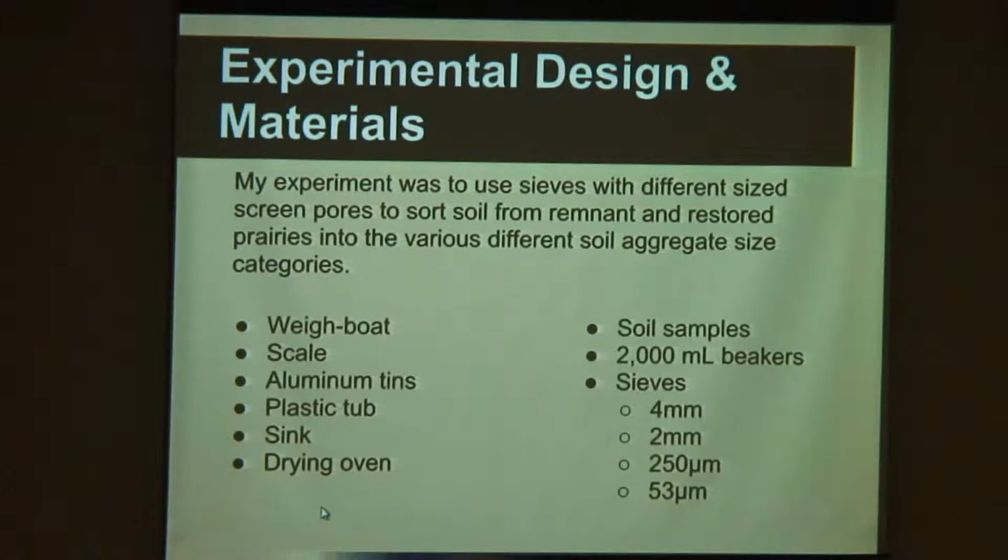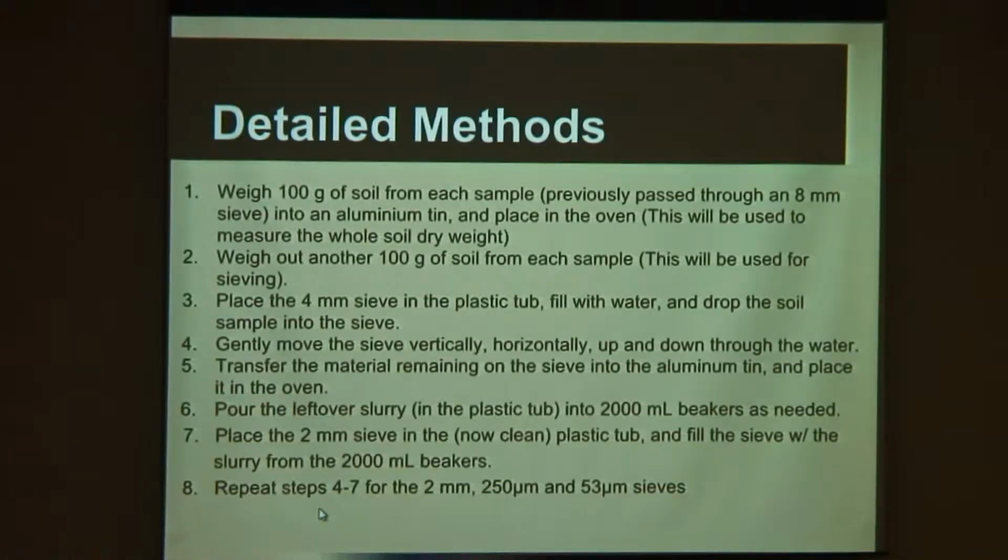So for my experiment, what I used was sieves with different sized screen pores to sort soil from remnant and restored prairies into the various different soil aggregate size categories. And just a couple lists of my materials. So my method was I weighed 100 grams of soil, and then I poured it into a tin labeled whole, which was used for the soil dry weight.